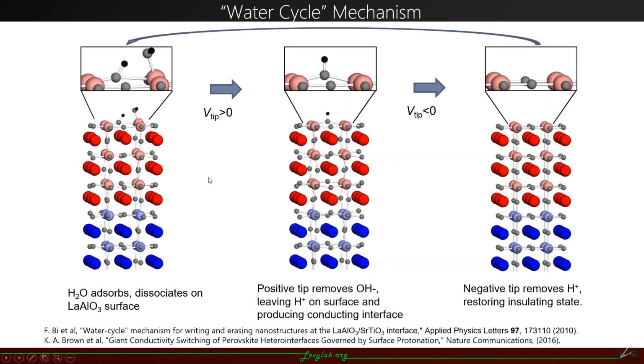This works through something known as the water cycle mechanism, where water in the air adsorbs onto the LaO surface where it dissociates into H+ and OH- ions. The positively biased tip removes those OH- ions, leaving just the H+ on the surface and producing the conducting interface that we need. The negatively biased tip removes those excess H+ ions, which restores the insulating state.